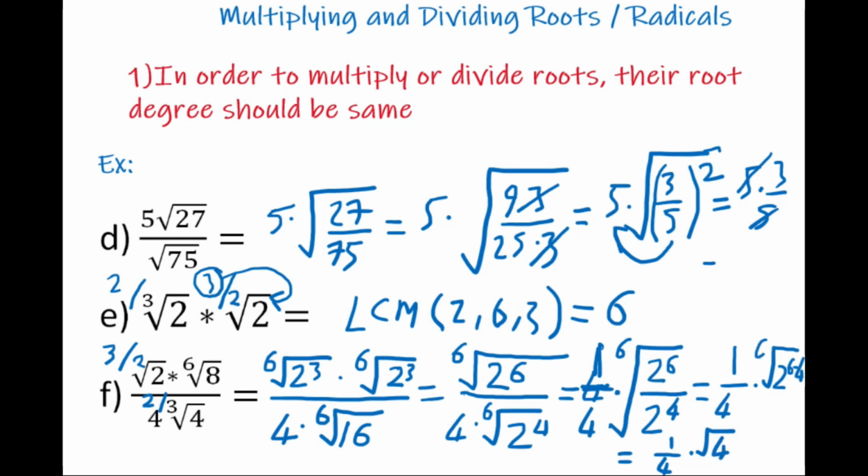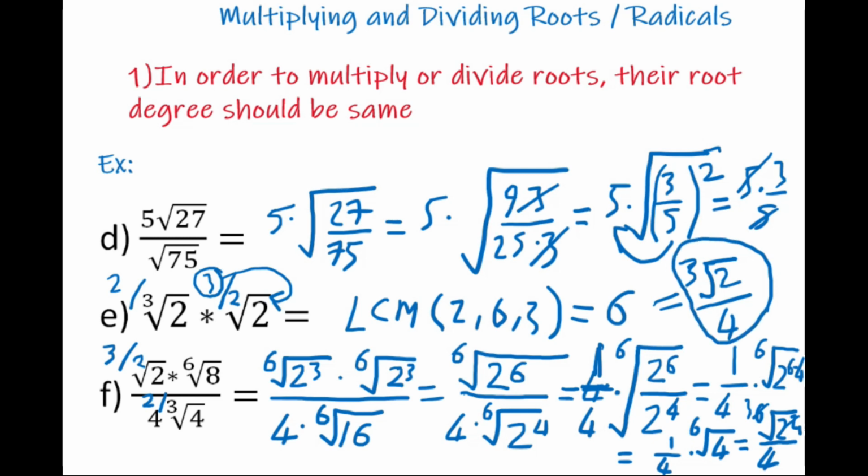But don't forget that we have 6th degree. So this is equal to, this 4 is 2 squared, right? So it's going to be the 6th root of 2 squared, divided by 4. And now you can simplify this 2 and 6. How? Well, this 2 becomes 1 and that 6 becomes 3. So this expression is, let me write it here, the third root of 2 divided by 4 is the final answer.